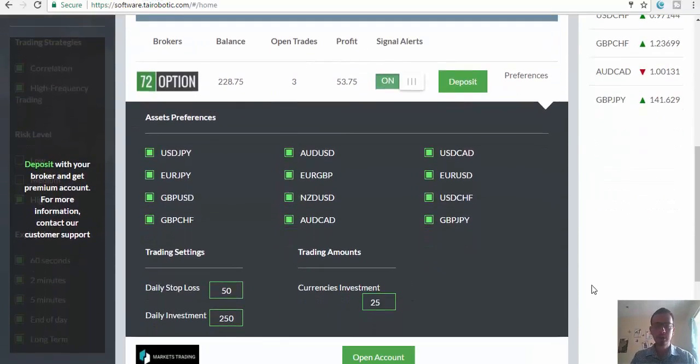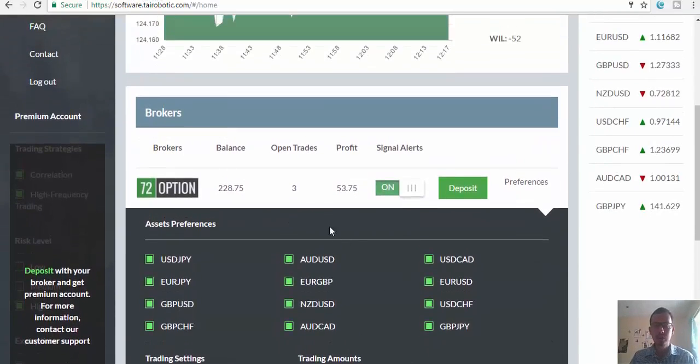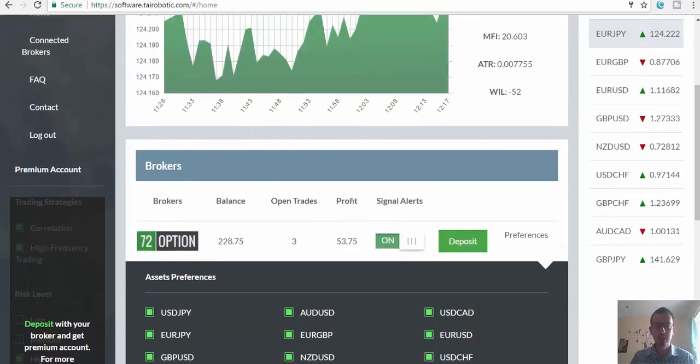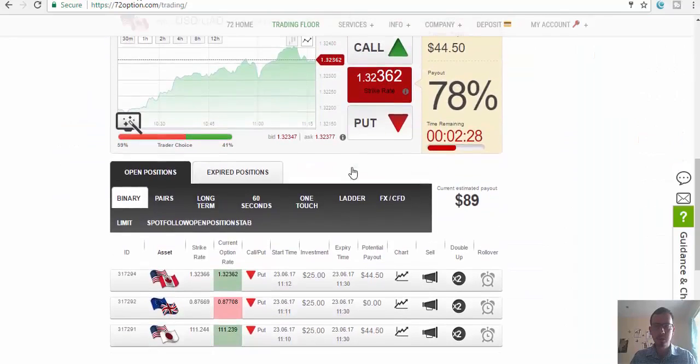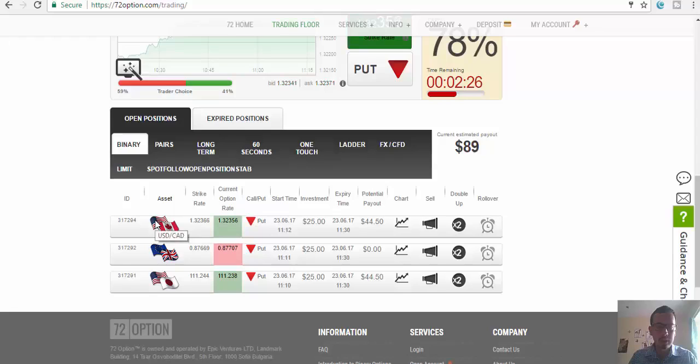Make sure, guys, that you turn it on during recommended trading hours. Anyway, we have 3 trades placed at the moment. Let's take a look at those. We have USD CAD, Euro GBP, and USD JPY. Nice, 2 of them are in the money already, but it's too early to judge. We still have 15 minutes to go. So 3 trades were placed about 4 minutes after I turned it on.